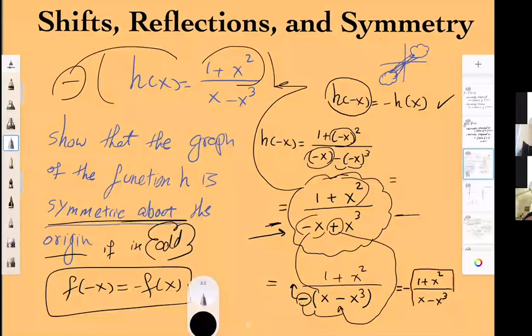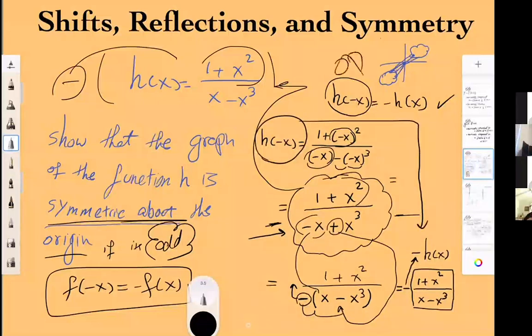This part is exactly the same as h of x, and the negative is right there. That means h of negative x becomes negative h of x. Therefore, this is odd, and the definition of odd is symmetric about the origin. All right, so we proved it. Any question?